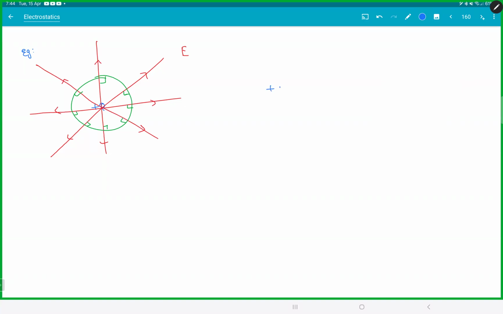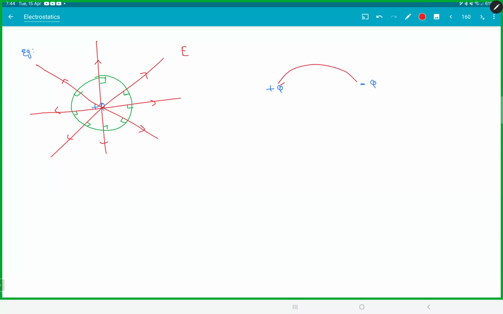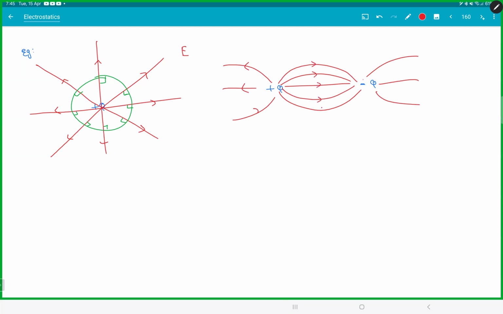Similarly, this example also, if you remember plus q and minus q, if you actually draw the field lines, you'll notice... now if you draw the equipotential surface here exactly in the center, isn't this perpendicular? You can prove that with Coulomb's law also.